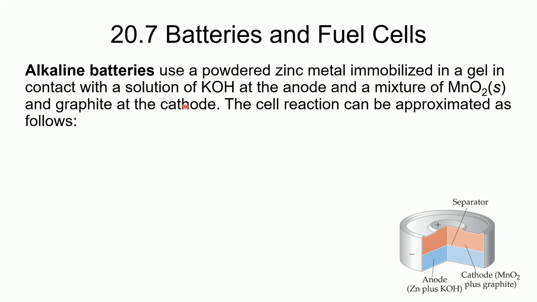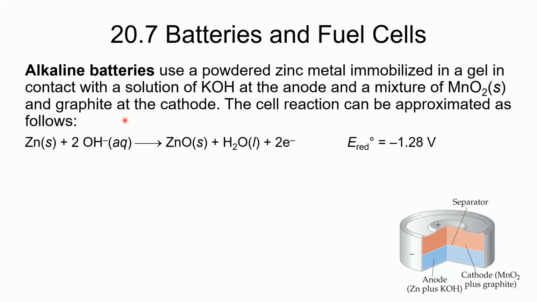They're extremely useful. What makes them alkaline is that we've got powdered aluminum that is in a gel that is in contact with a solution of potassium hydroxide. And that potassium hydroxide is very basic, and that's why we call them alkaline. That's at the anode. We've got a mixture of manganese oxide, manganese 4 oxide, and graphite that is at the cathode. And the cell reaction is actually a little bit more complex than this, but this is a pretty good approximation of what is occurring.